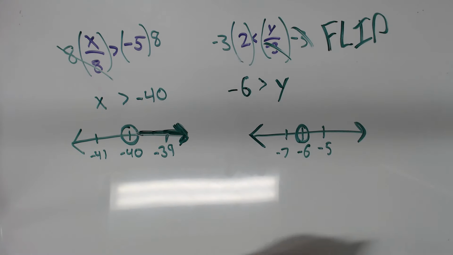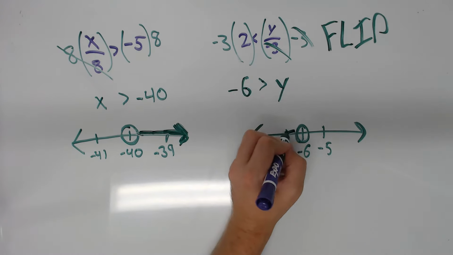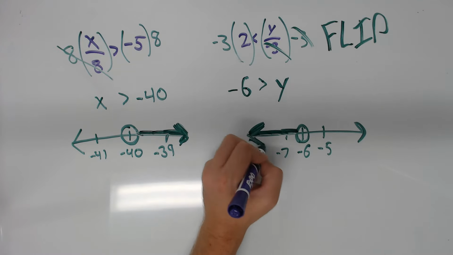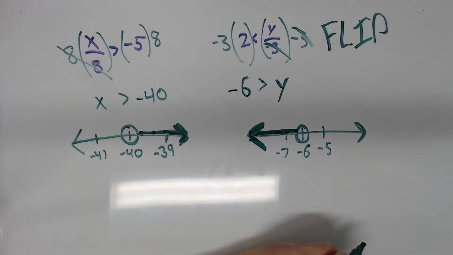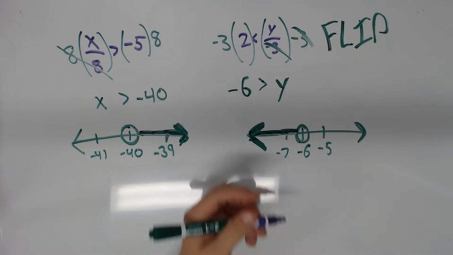And now which way do I shade? The alligator is eating the number, not my y. So I'm the smaller stuff, because the alligator was eating the thing on the other side. So I should shade further negative. So let's make sure this worked, both in our original problem and in our answer.